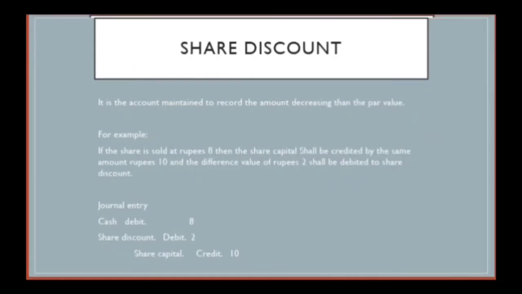Then share discount. It is the account maintained to record the amount decreasing than the par value. If, for example, a company issues the shares at rupees 8, so the share capital shall be recorded by the same value of rupees 10, and share discount shall be recorded by the difference amount of rupees 2. So the entry shall be cash debit 8, share discount debit 2, and share capital shall be credited by 10 rupees.